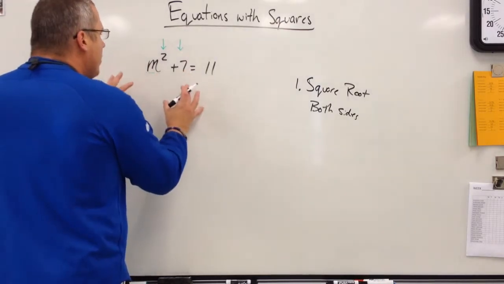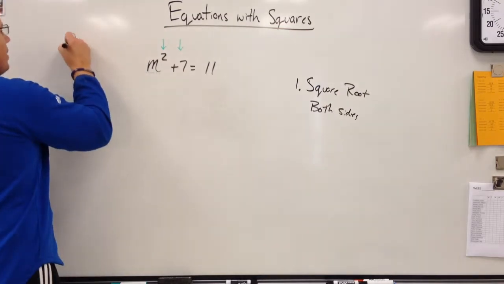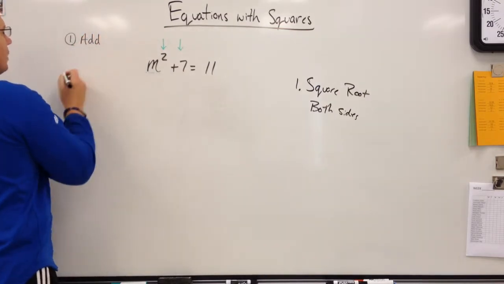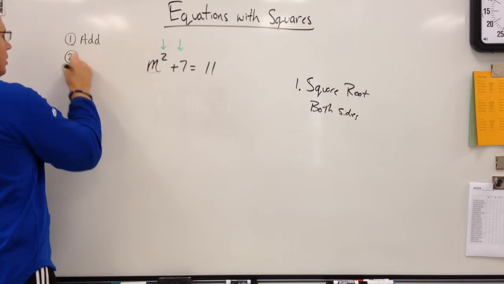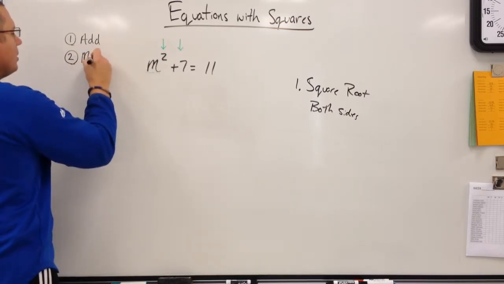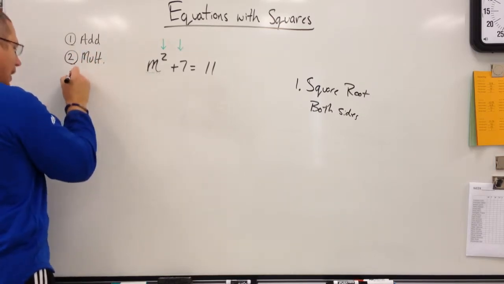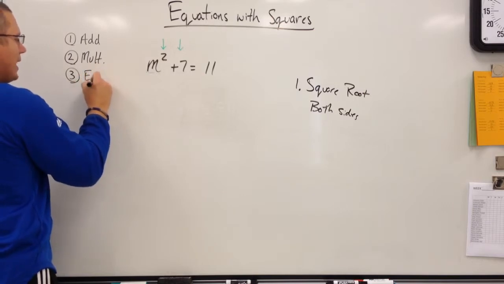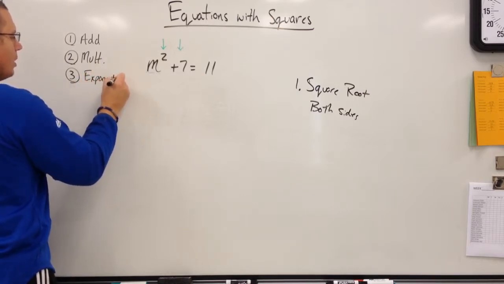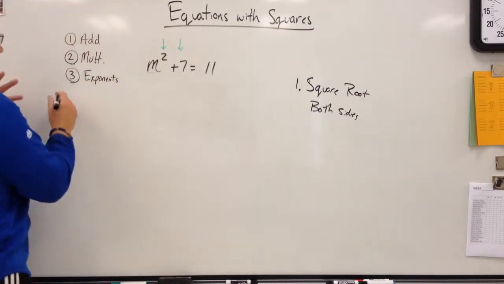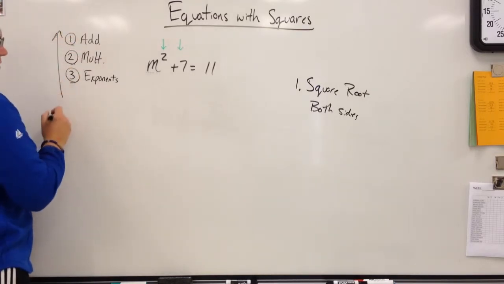When we go to do this, I'm always trying to get rid of the added number first. Secondly, I would get rid of any multiplied numbers. Lastly, I would look to get rid of any exponents. So if you look at this, this is like reverse order of operations.